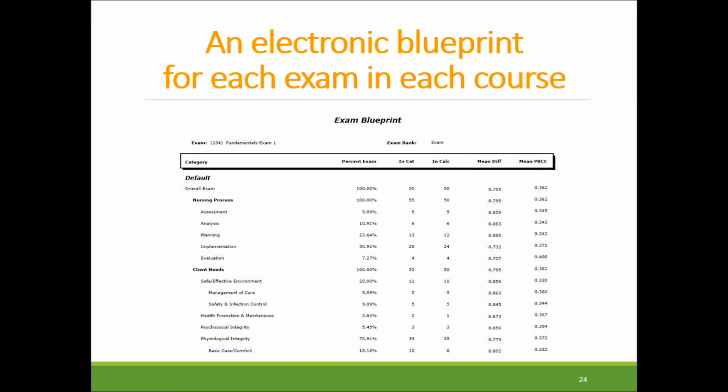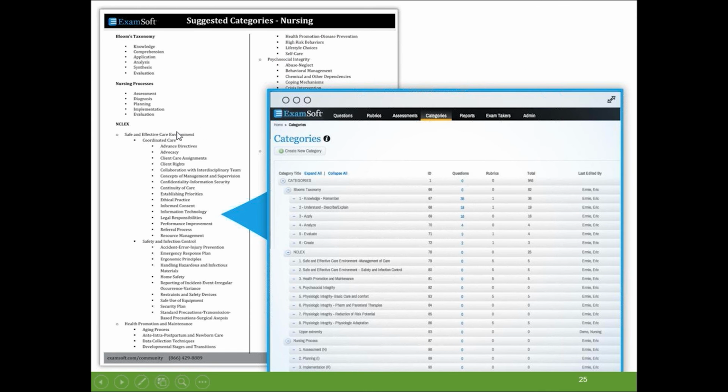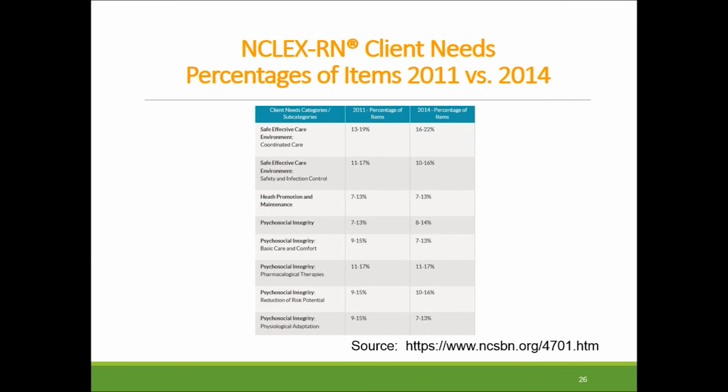So I can't emphasize enough how important it is to have electronic blueprints for each of your exams that are available, that are compiled in the computerized software application, so that you've got the level of detail that you need. The categories that are suggested here, the ones that I've illustrated, are all part of the suggested category list that ExamSoft already has pre-configured as options for setting up categories to tag items in the item bank. So this work's already done. You simply have to choose the appropriate categories that reflect your learning objectives and, of course, your total program evaluation plan.